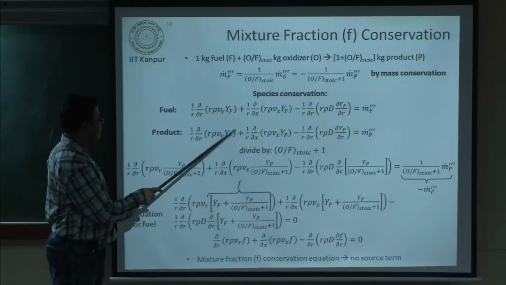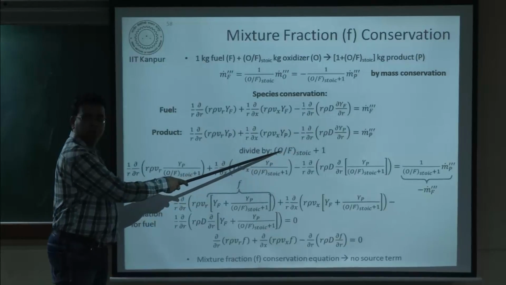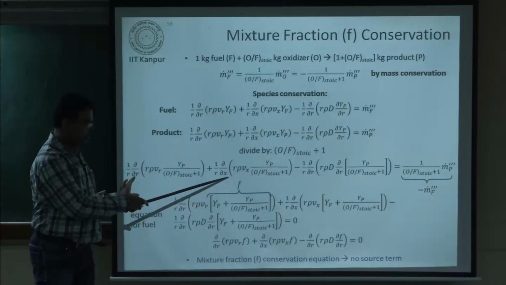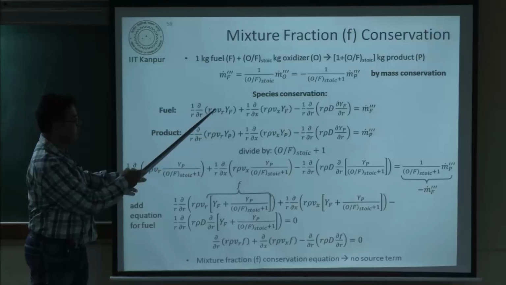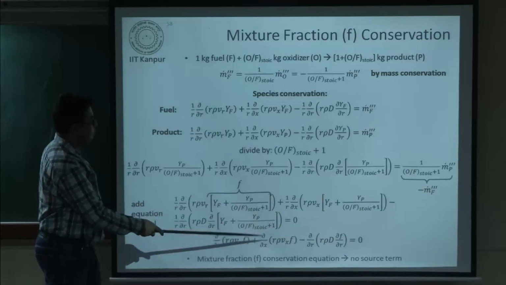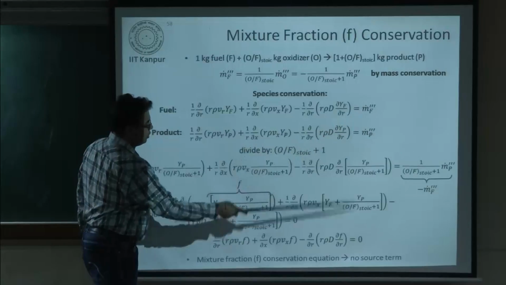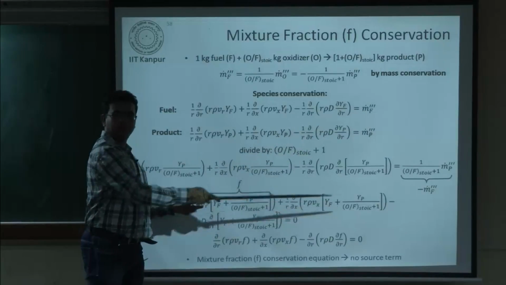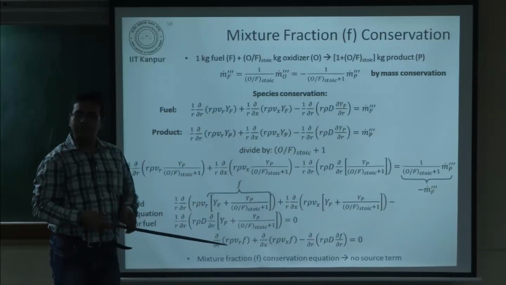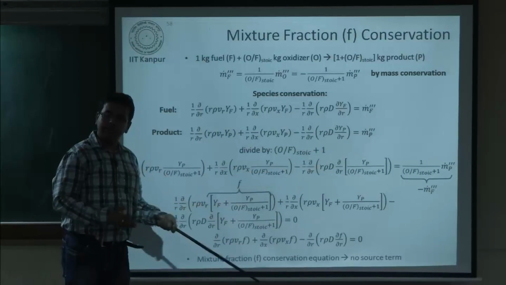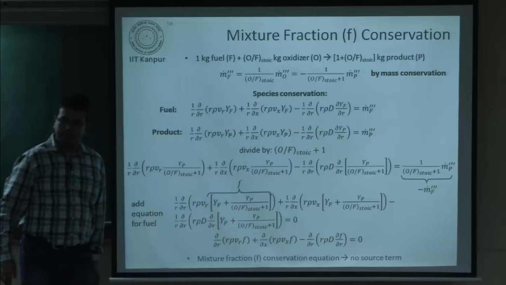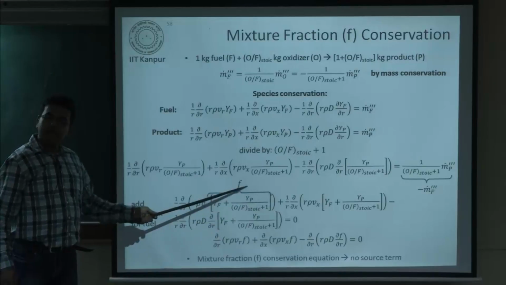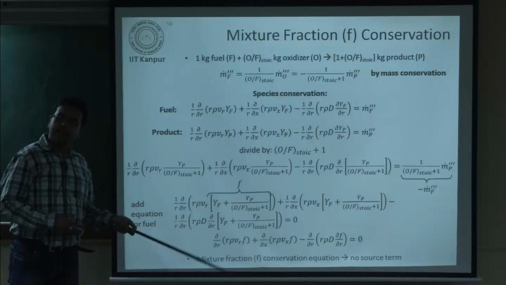So if you divide the equation by the stoichiometric oxidizer-fuel ratio plus 1, then you will get this equation, and then you club this one plus this one, and you get an equation where you see that these volumetric terms are not present. Okay. Because whatever m dot f is getting consumed, proportionally there is some amount of product formation, right? So they will cancel each other and it will be 0. Okay. So this is the transport equation for a conserved scalar, and we can say that this is a mixture fraction, and several other definitions can also be possible.